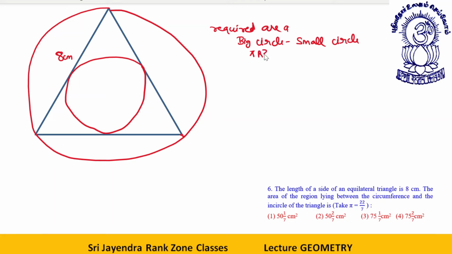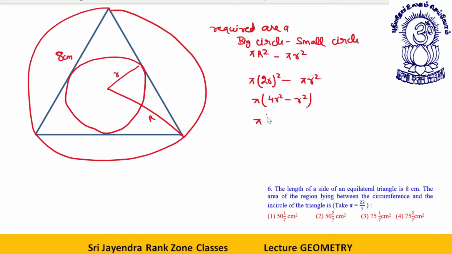What is the big circle? Big circle will be pi R square. Here this will be capital R and this will be small r. Pi R square minus the small circle pi r square. We already know R is equal to 2r. If I take pi common, what will I get? 4r square minus r square, that is pi into 3r square.